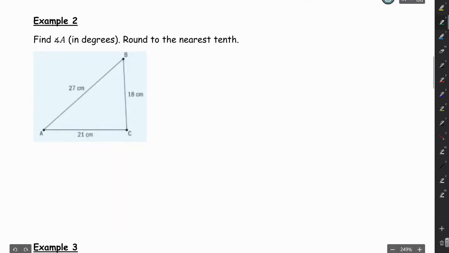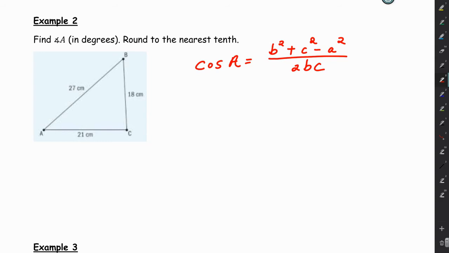Okay, moving on to example 2. This time we're finding an angle, so we're going to use the formula where we're looking for the angle. So we're going to have the cosine on the left side of the equal sign. So we're looking to find angle A. So we're going to write out the formula first. And before I fill it in, I'm just going to label my sides. Across from angle A is side A, across from angle B is side B, and across from angle C is side C. And now we can fill in the formula.